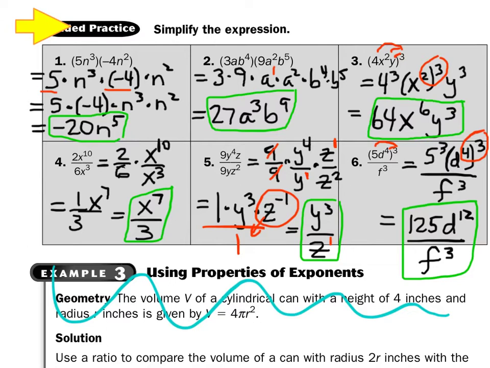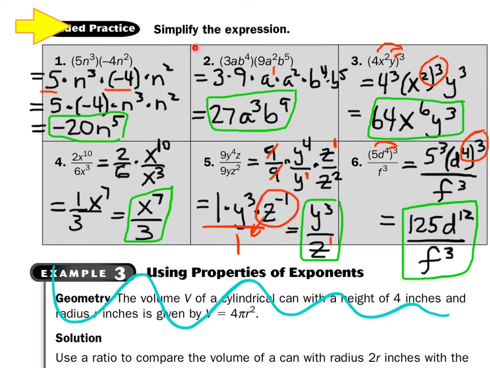5 times negative 4 gives us negative 20. And then notice how the n's match, the bases match. So I put the n there, and then we just add the powers. 3 plus 2 gives us 5. So it's negative 20 n to the 5th power.